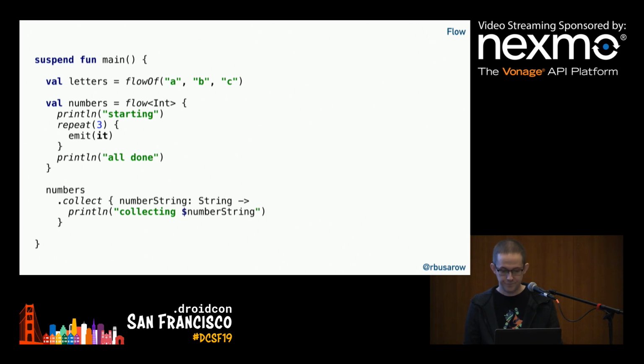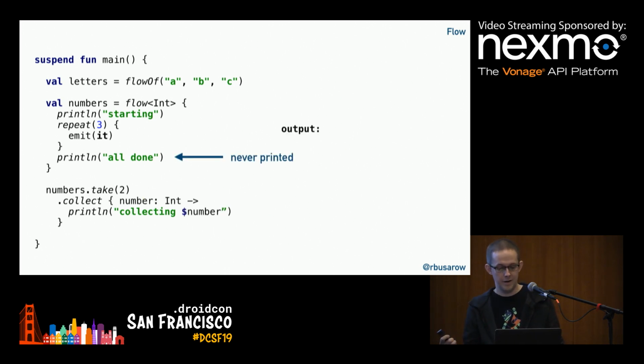Or you can elect to only take a subset of the flow. You can say, for instance, take 2. And this is interesting because if you say take 2 on a flow, it doesn't execute the entire flow and only give you the first ones. It will stop when it's done the work that it is actually asked to do. So the flow is very, very conservative in its work.